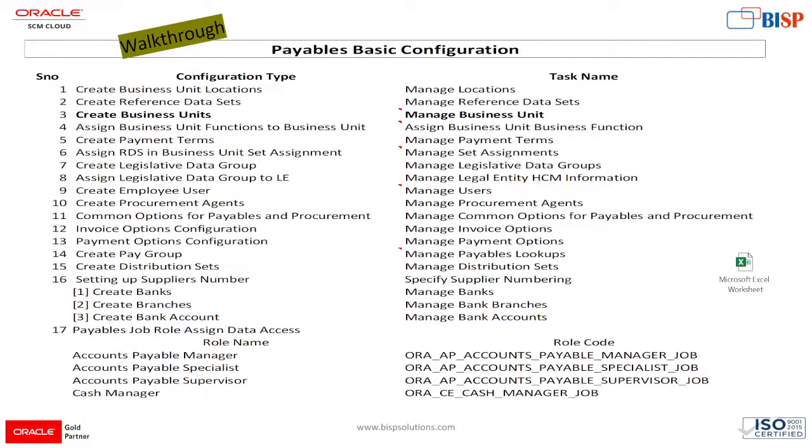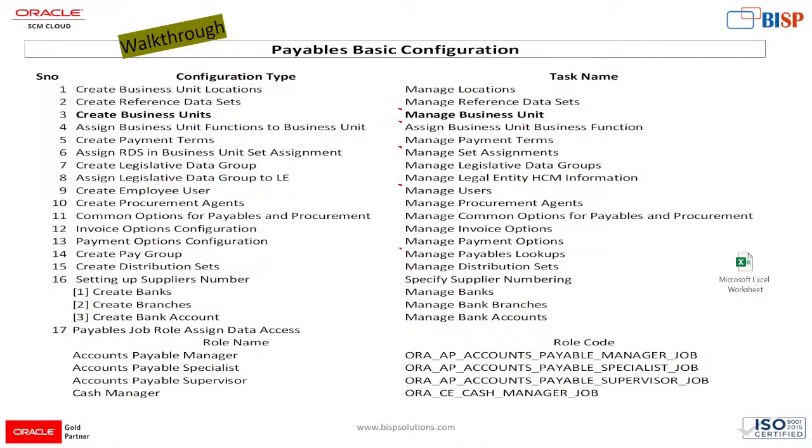The first configurations, again all a walkthrough, are creating a business unit location, then we create a reference data set, then we create a business unit through manage business unit and assign the business unit with the business function. Assigning the business unit with the business function means you assign your business unit with the activities you want, that is, you assign your legal entity with your primary ledger. Where do you assign, and apart from that, what kind of setups you are going to do in the business unit, you enable that.